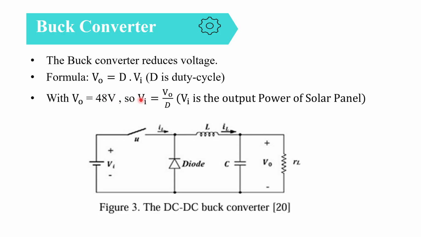So we have V input equals V output over D. Because V output is constant at 48 volts, we just control the duty cycle D. We can control V input, which is the output voltage of the solar panel.